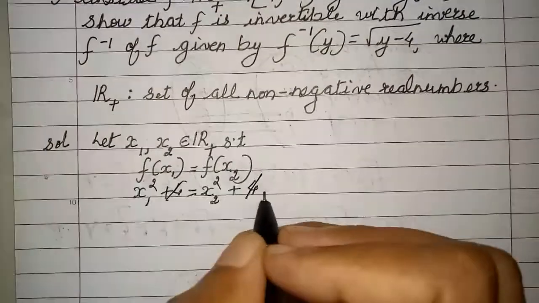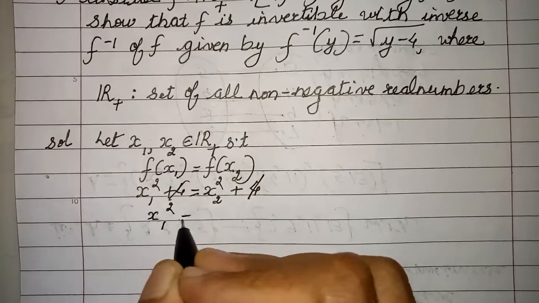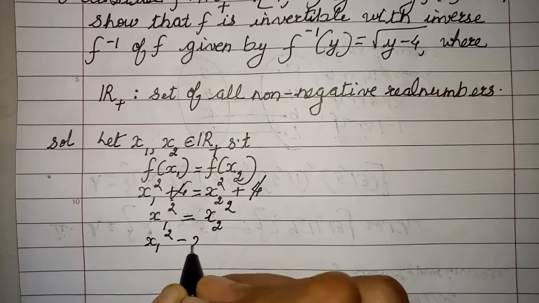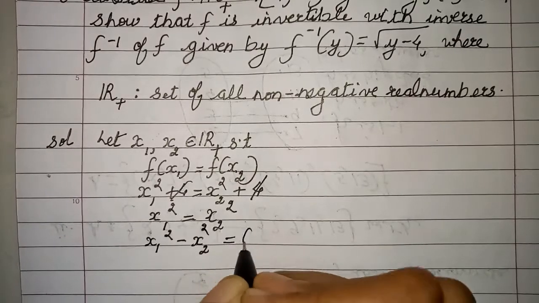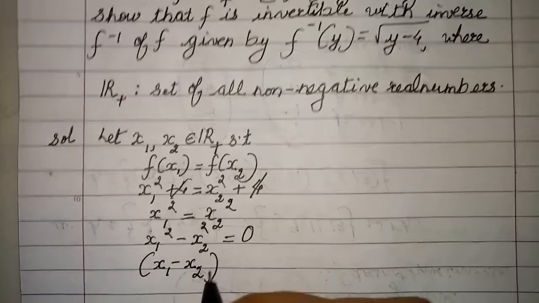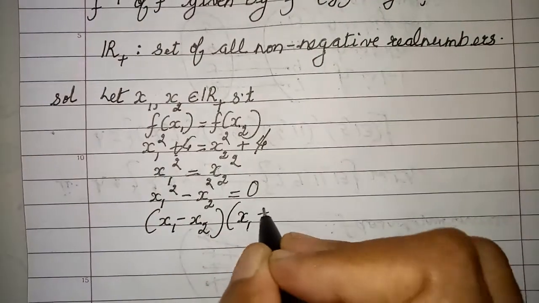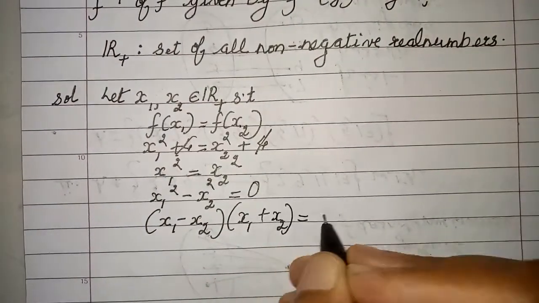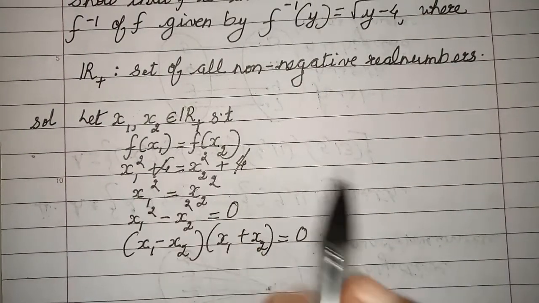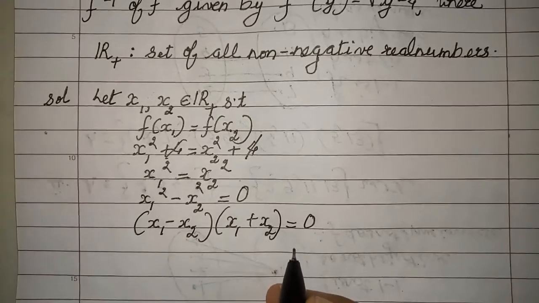4 and 4 will get cancelled. So I will have x1 square same as x2 square. So this means x1 square minus x2 square is 0. Apply the definition of a square minus b square. So I have (x1 minus x2) into (x1 plus x2) equal to 0. Now since I have R plus, the set of all non-negative real numbers, x1 plus x2 will never be 0.